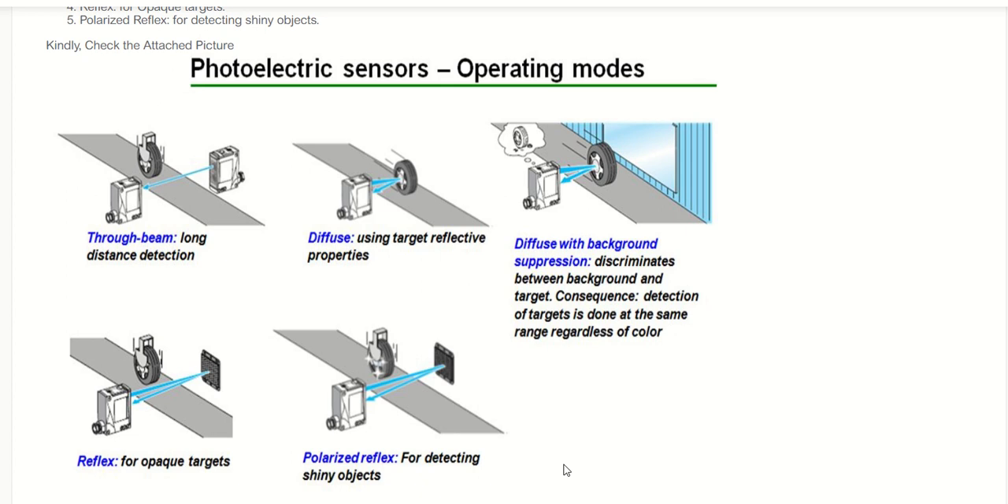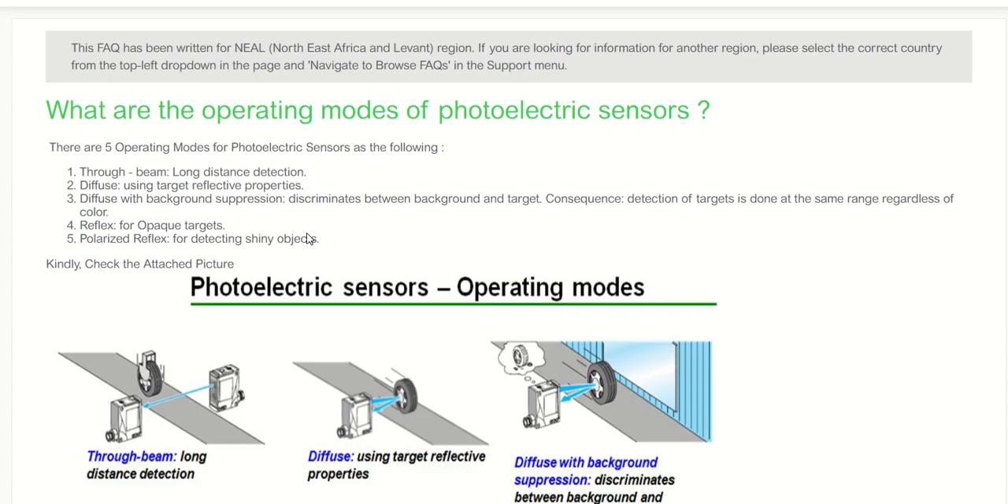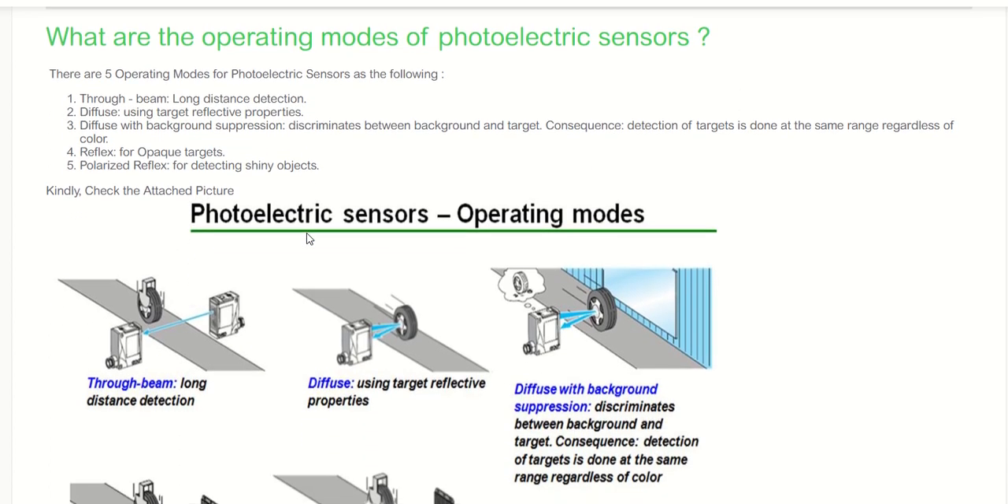So for opaque targets, like the wheel itself, which is an opaque target, we have the reflex. And the fifth, the polarized reflex, which is used for detecting shiny objects, right? So for the detection of shiny objects, as you can see in the fifth one, we use the polarized reflex. So these were the five different operating modes of my photoelectric sensor.